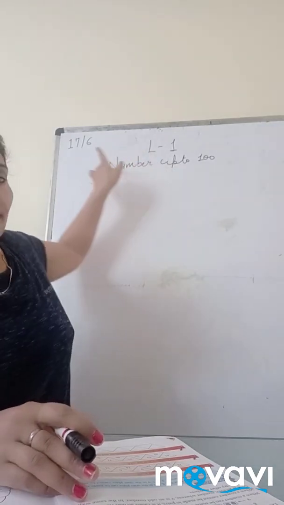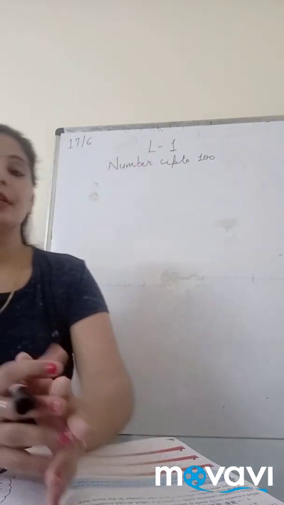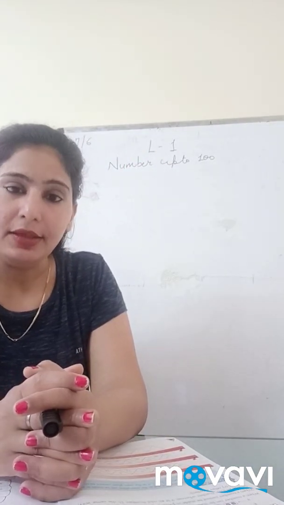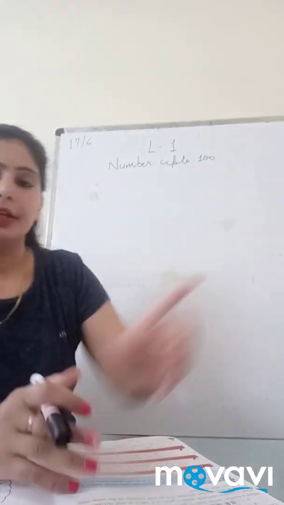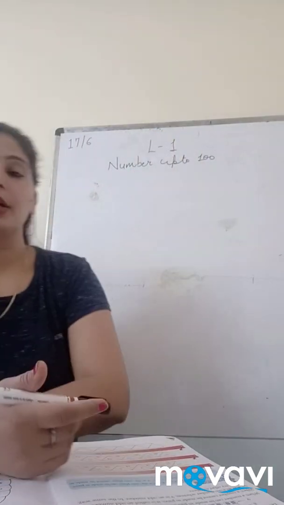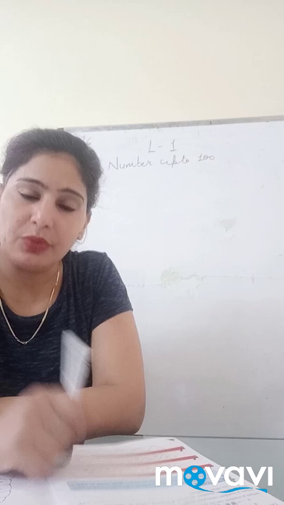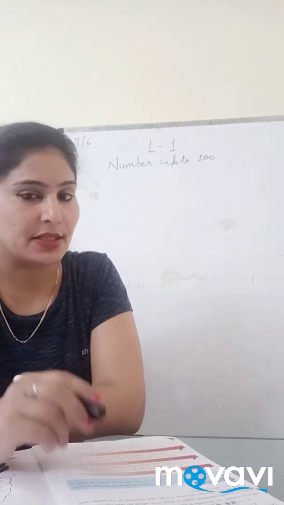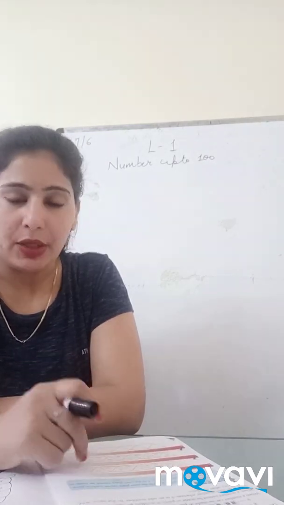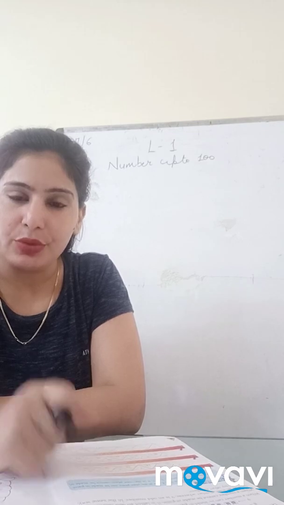Before starting anything you will have to write down the date, that is 17th June, and after that we will write the name of the lesson, that is lesson number 1. After writing lesson number 1 we will write the name of the lesson, that is numbers up to 100. After doing that I will send you some worksheets.